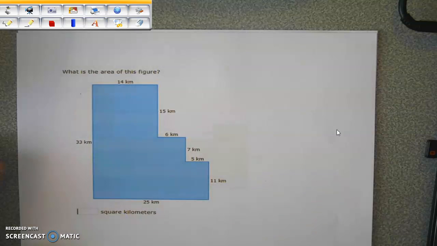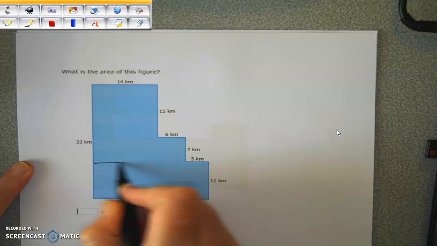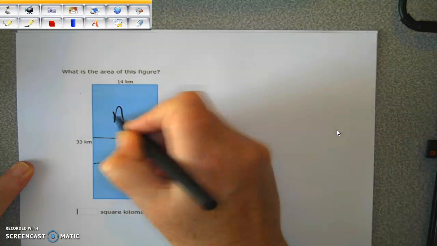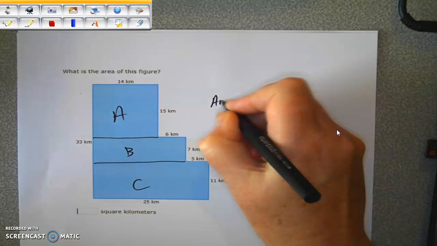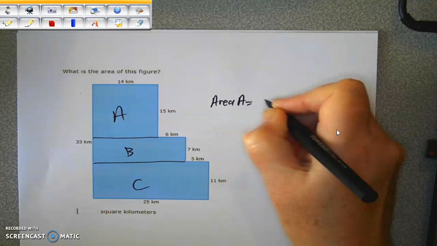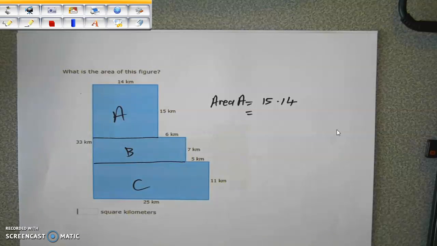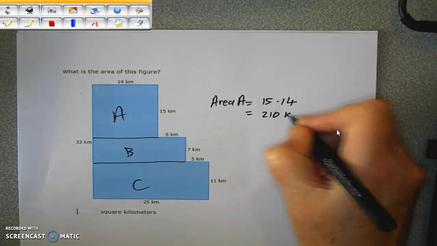Okay, now this one is a little more complicated because we can't chop it into two. We have to actually chop it into 3 pieces. I'm going to chop it this way. And now I'm going to label them A, B, and C. The area of A, that's going to be 15 times 14. 210 kilometers squared.